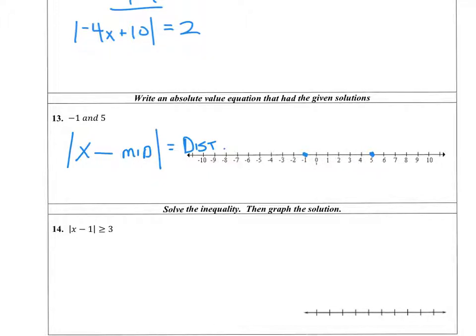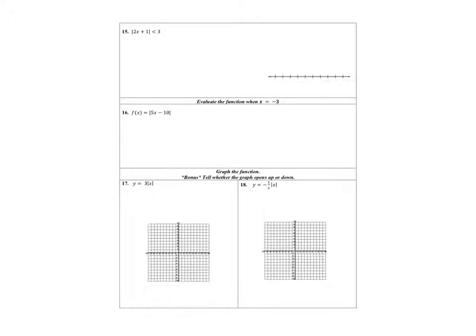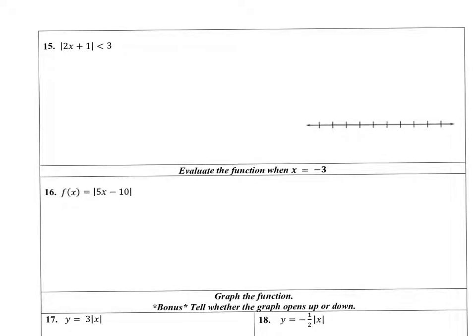Number 14, we're solving the inequality. All right, you have to make 2 problems again, and remember the second one, you flip the sign and change the sign, and then you graph them. Same thing on number 15 on the next page. You need to make 2 problems, flip that sign, change the sign, solve for x in both of them, and graph over here.